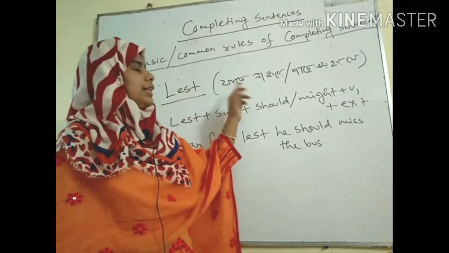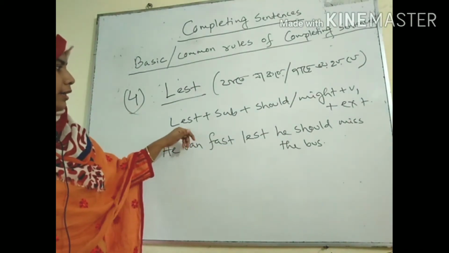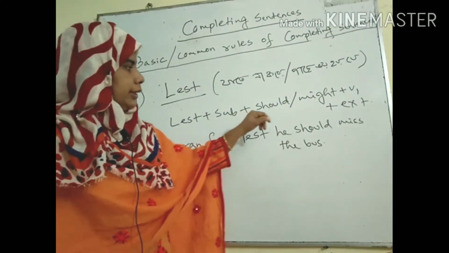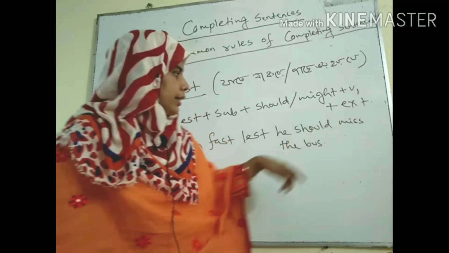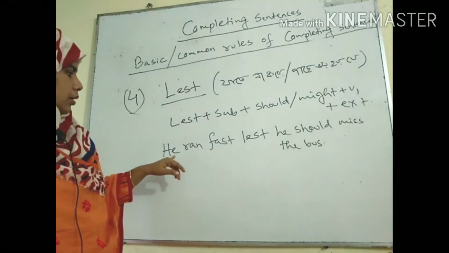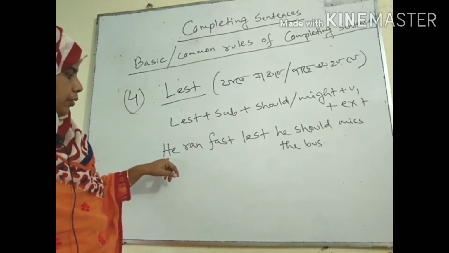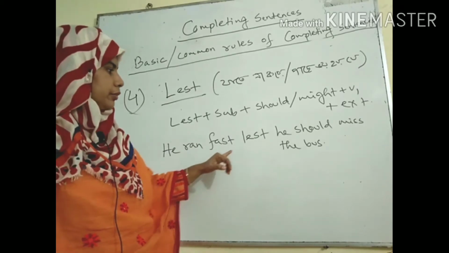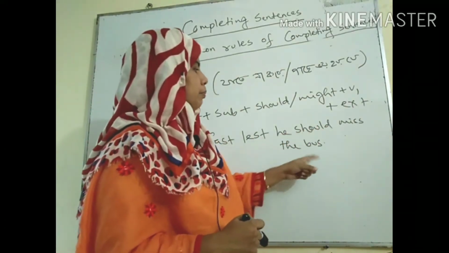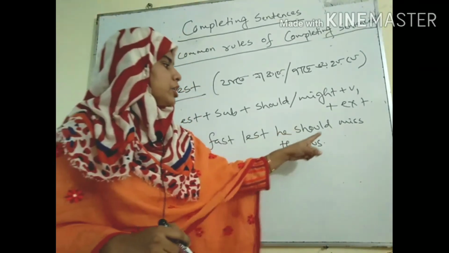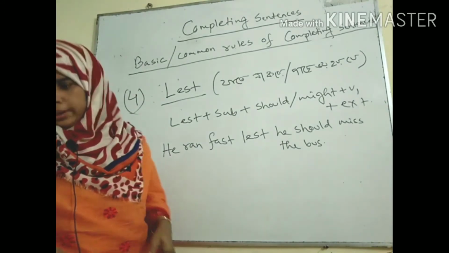Rule 4, lest. Lest means for fear that. After lest, we use subject and then should or might, then V1 and extension. Usually the first clause is in past tense. Okay, he ran fast lest he should miss the bus, or he might miss the bus, or he might miss his first class.